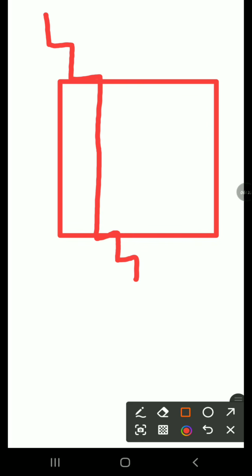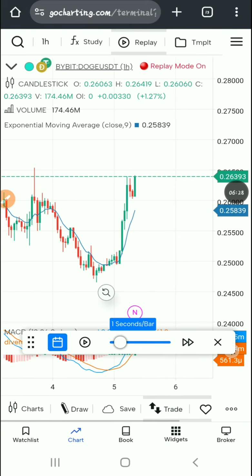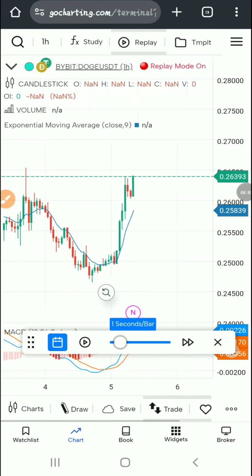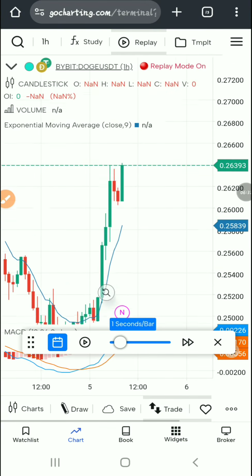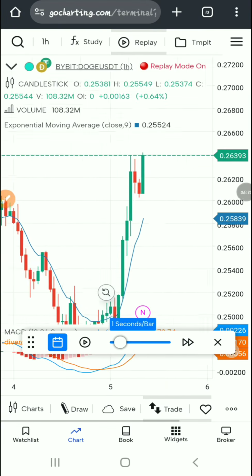All right, this is a fair value gap. Now on the chart, this is how a fair value gap looks like.